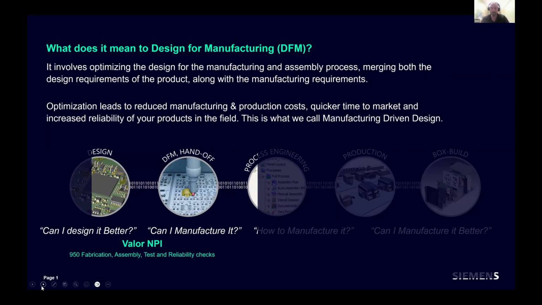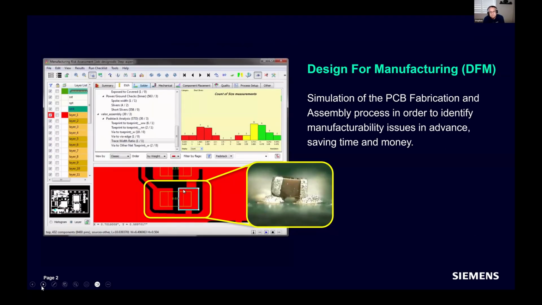The main application that we're going to be focusing on is called Valor NPI, which has about 950 DFM checks. So really, with DFM, we're trying to simulate the PCB fabrication and assembly process in design to the best of our capabilities, because we want to find manufacturability issues in advance, because as we all know, that's going to save us time and money. This is in essence what we're trying to do.